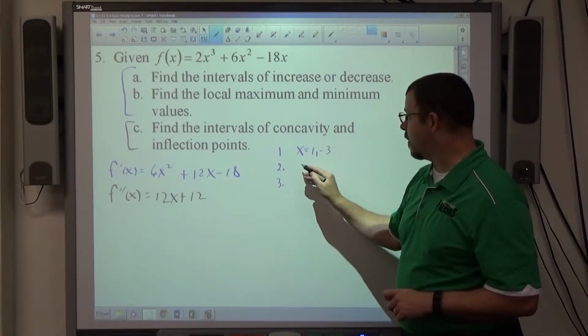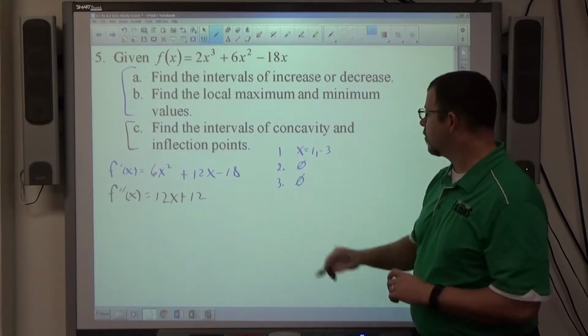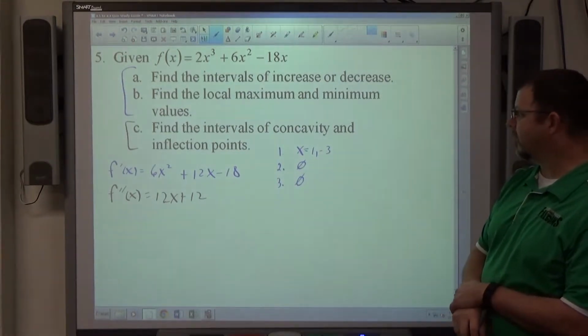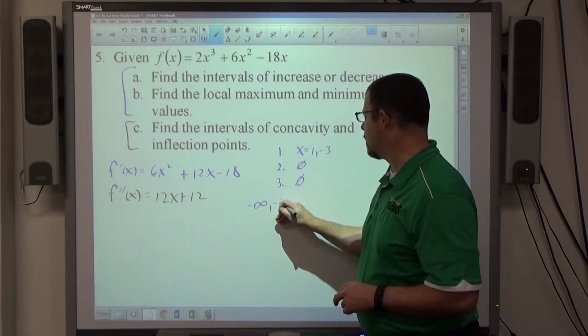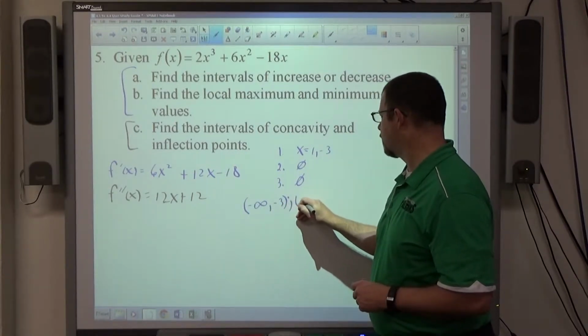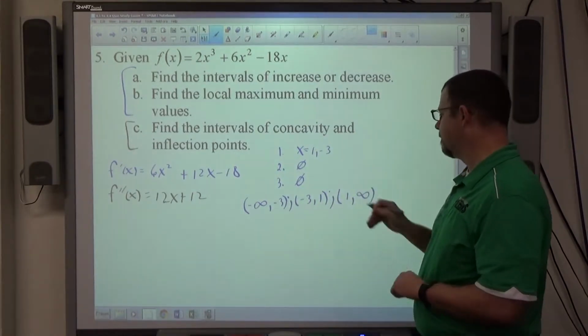Criteria 2, undefined derivative, doesn't happen. Criteria 3, endpoints, I don't see any. So we get 2 critical numbers, 1 and negative 3. As far as question A is concerned, we start at negative infinity, go to the smallest critical number, then to the next biggest, and so on. Once we run out of critical numbers, we go up to infinity.